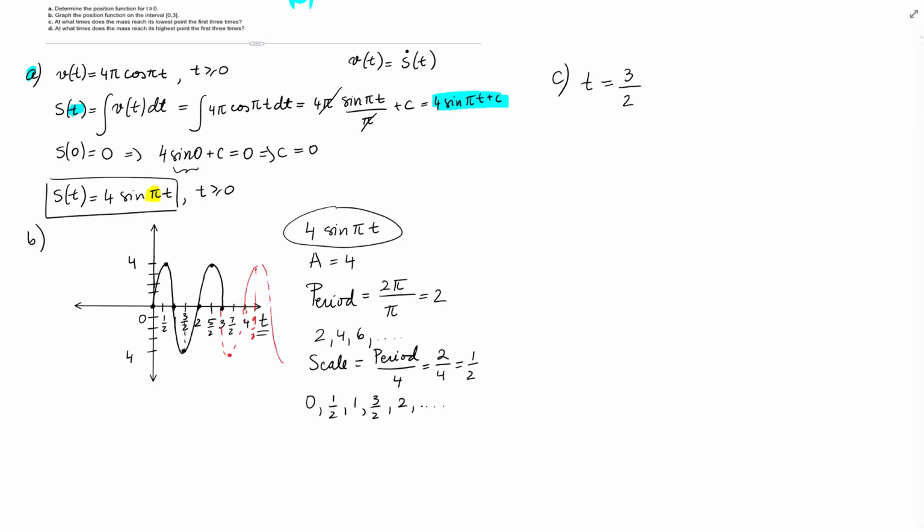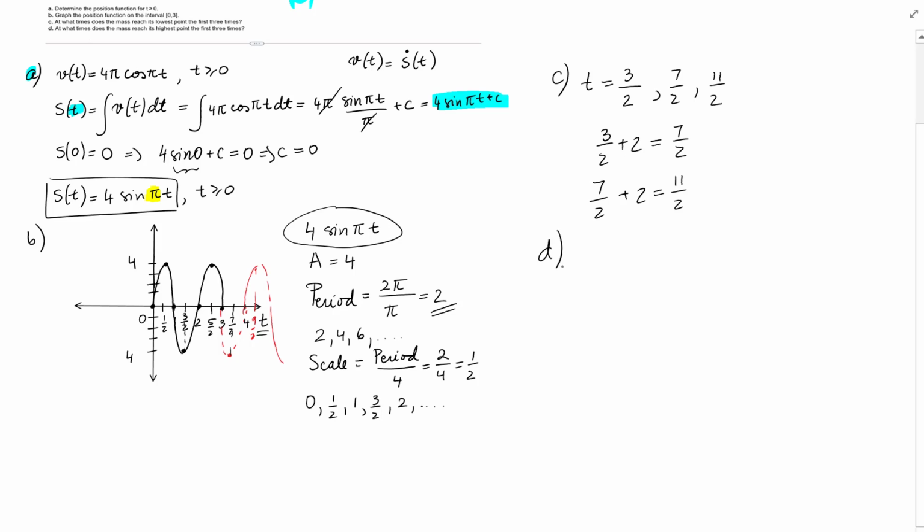So the next time it's a minimum, it's 3 over 2 plus the period, which is 2. So it's actually at 7 over 2, which is represented by the graph as well. Then we want one more time, so 7 over 2 plus the period is 11 over 2, so that would be the next point. Just because in part C, it didn't restrict us to the interval 0, 3, we had to use the whole condition where t was greater than or equal to 0.